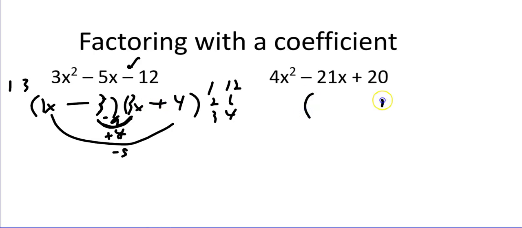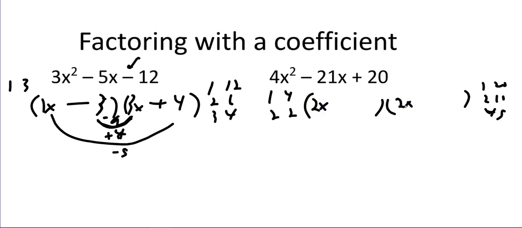All right, here we go again. More practice. It's the way you get better at this, is just practicing it. All right, 1 and 4, 2 and 2. And then 1 and 20, 2 and 10, 4 and 5. That's it. So I'm going to start with the 2x and the 2x. May not work, but we'll see. All right, and we're going to put 4 here and 5 here.